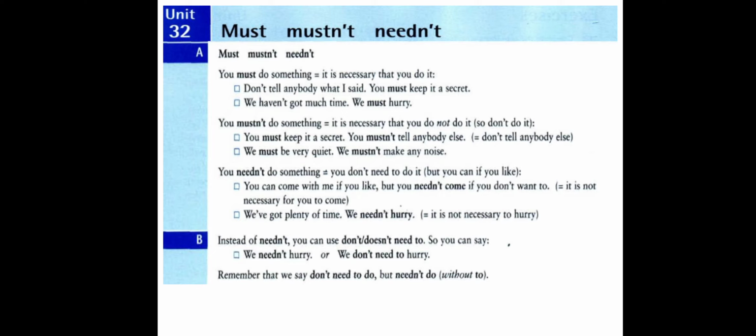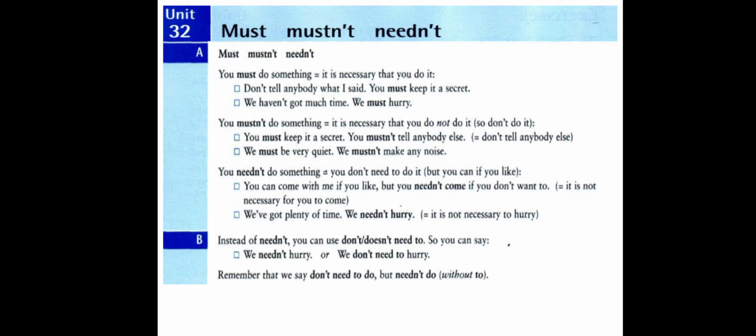Then if we use do and does before need, then we use to after it, before the base form. So we use infinitive with to after don't or doesn't need. So it becomes like this: don't need to and doesn't need to. To conclude here, remember that we say don't need to do but needn't do.